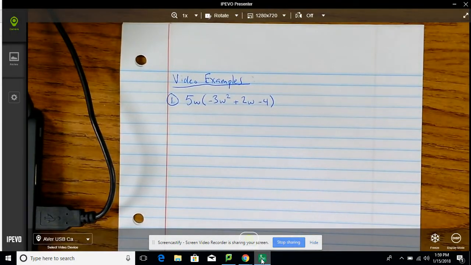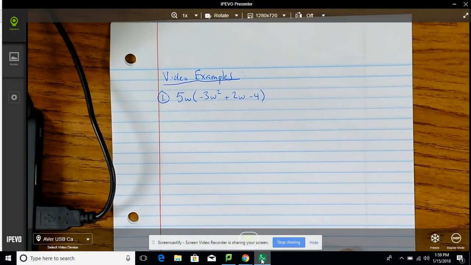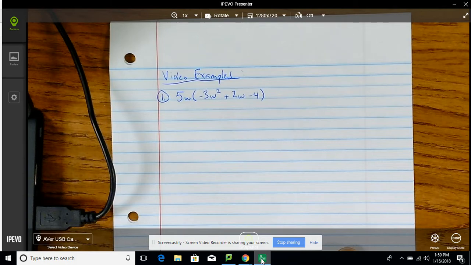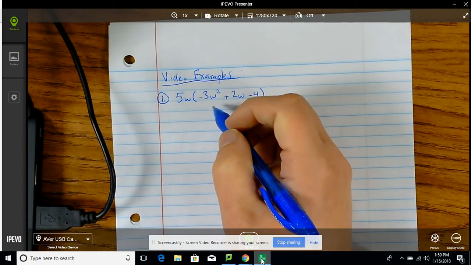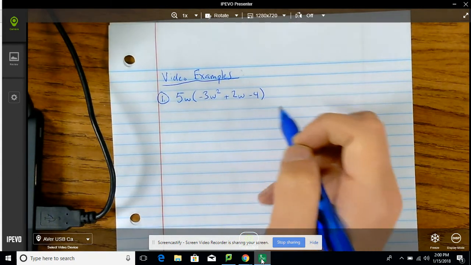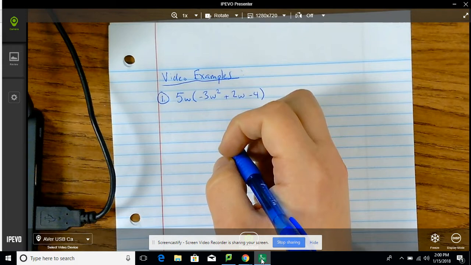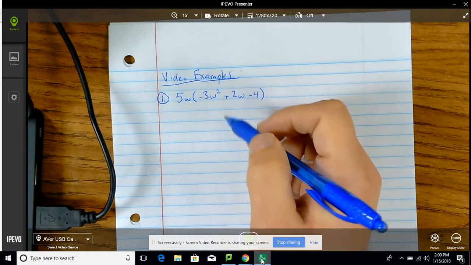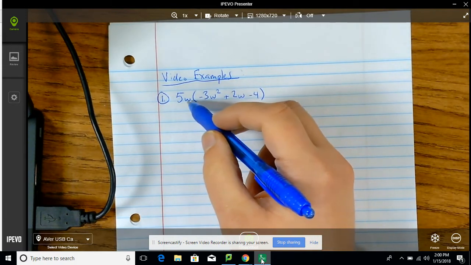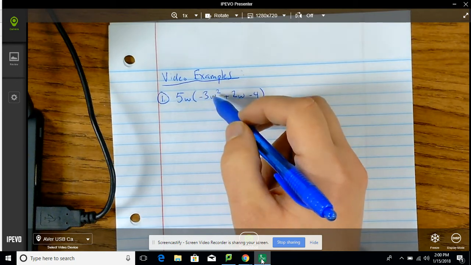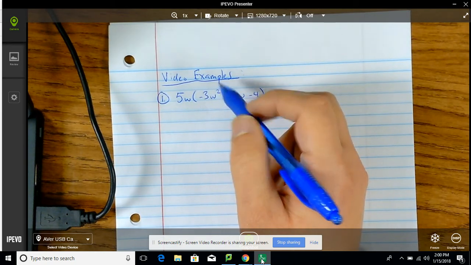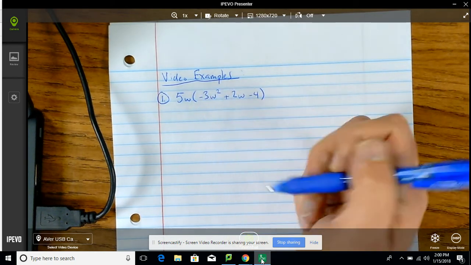Well, hey, algebra students. Let's talk about multiplying a monomial by a polynomial. In this first example, we're multiplying 5w times negative 3w squared plus 2w minus 4. So we're going to use what we learned when we multiplied monomials last week using the laws of exponents, where you multiply coefficients and add exponents.